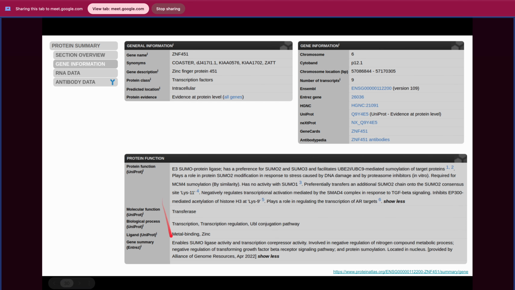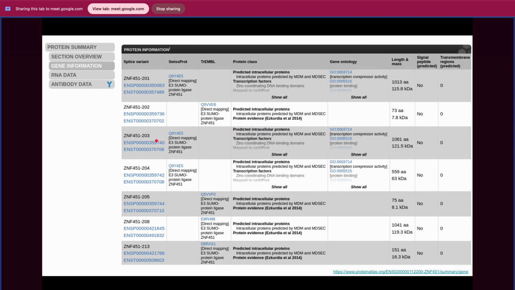Then protein functional information is also available in the gene information section. And similarly, if you move further down, then protein information will also be given in the gene information section only, which will tell you about all the protein transcripts. As they mentioned, there are different transcripts for this single gene. For all these transcripts, information is given, whether it is obtained from SwissProt. So these are also the protein level databases.